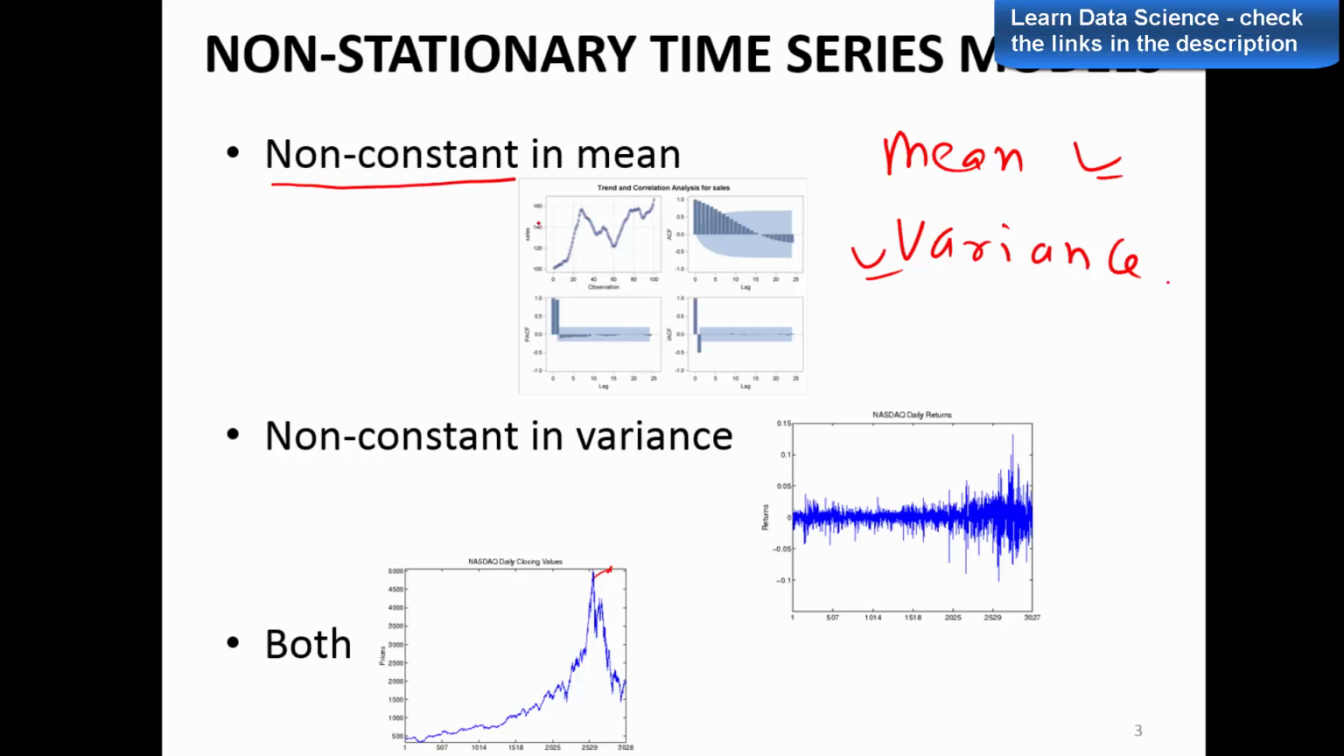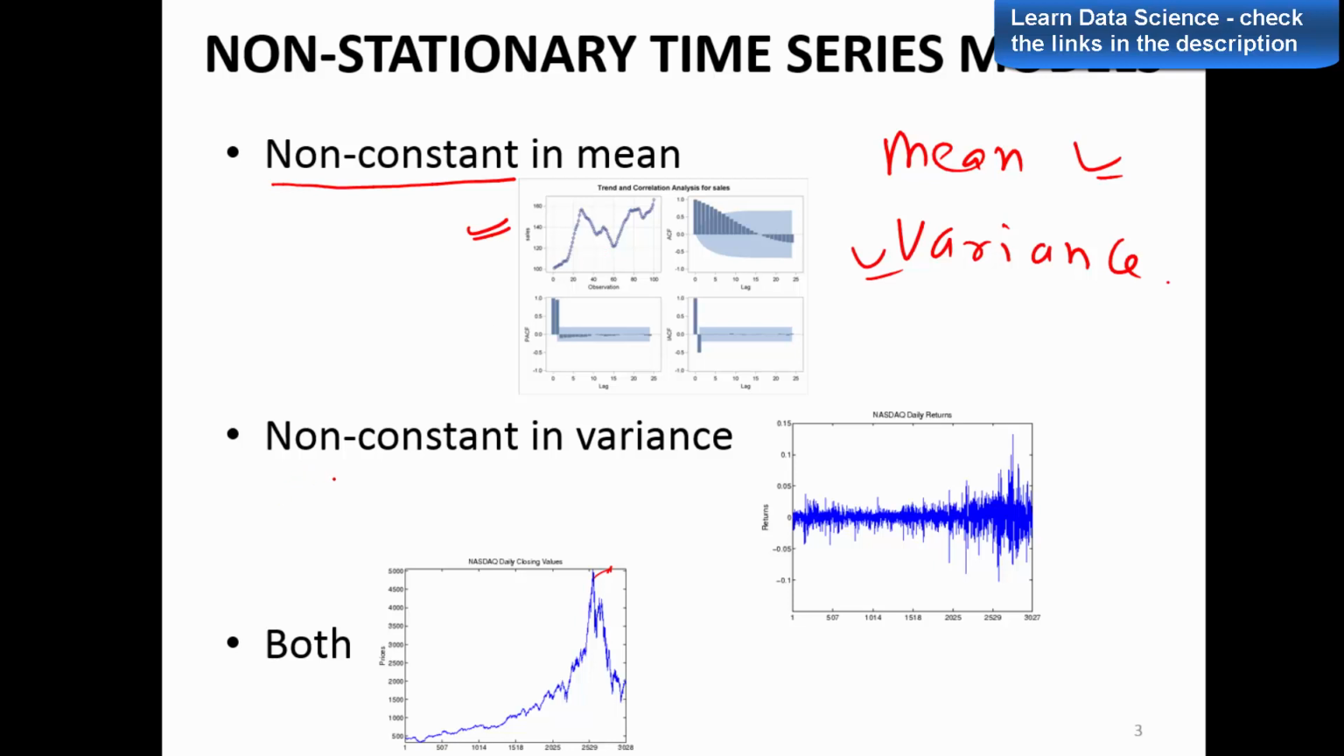As you can see in the particular time series graph, the mean is not constant in nature. It is increasing, right? It is an increasing trend. So the mean is increasing with time, and that's a typical case of a non-stationary time series.